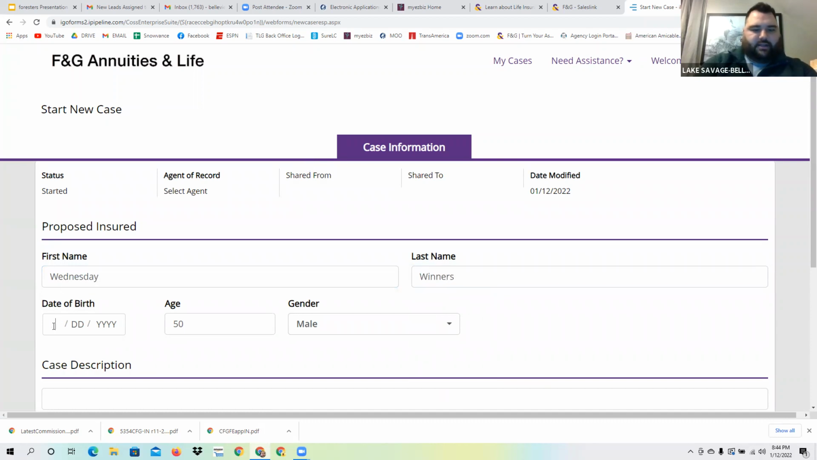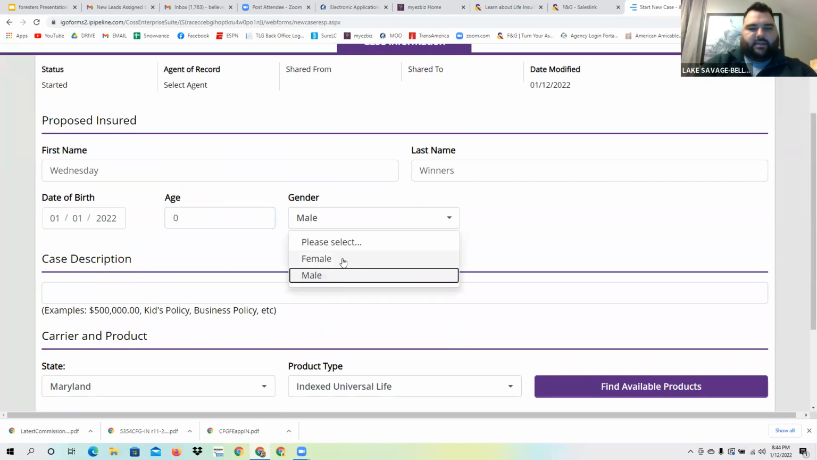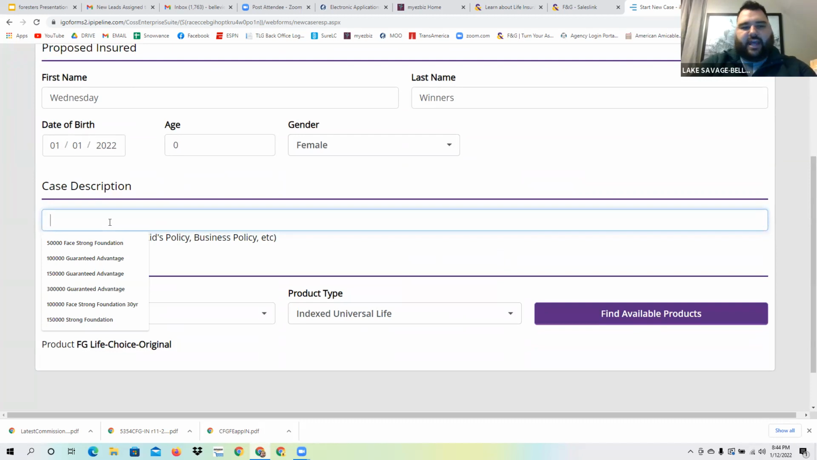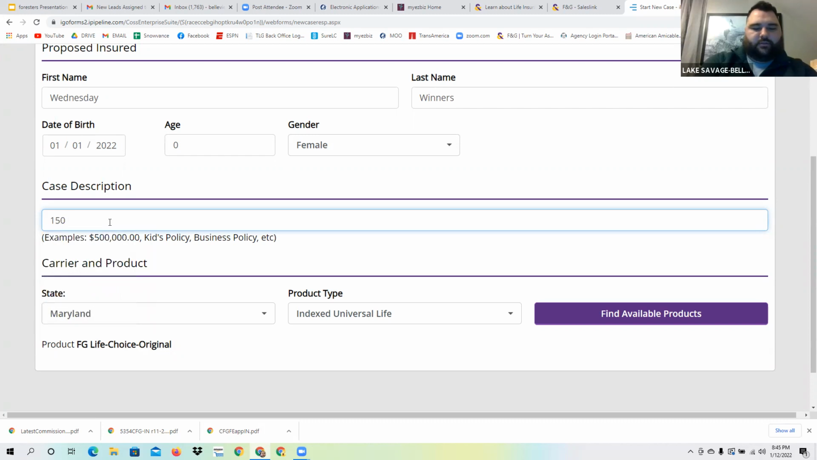All right, let's say we've got a New Year's baby. He's a male. Make him female, cost of insurance is a little less. Let's say, Chad, how much money does this family have a month to put towards their child's future? About extra money a month? Yep. Let's just say $150 a month. 150. Okay. $150 premium. All right.